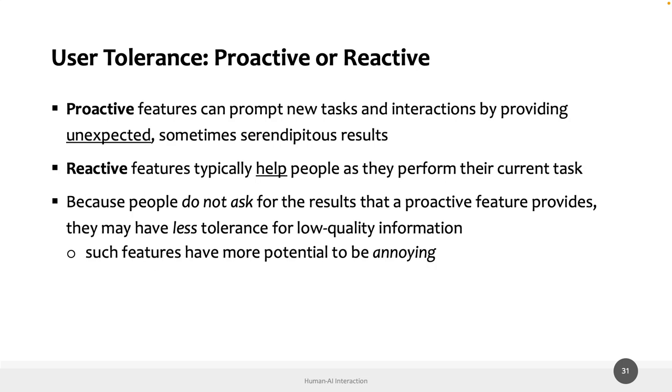Now, proactive versus reactive. As the name suggests, proactive features can pop up even without any user input, providing unexpected and sometimes serendipitous results. So these features take the initiative, while reactive features are instead invoked by the user in a way and typically help you while you are performing a task. So in this case, people don't explicitly ask for results coming from a proactive feature. And so this is the reason why they can be annoying if they are wrong. So there is a higher probability for proactive features to be more annoying than reactive ones.